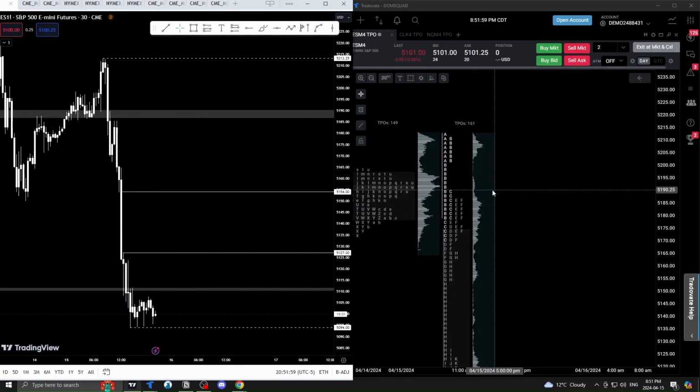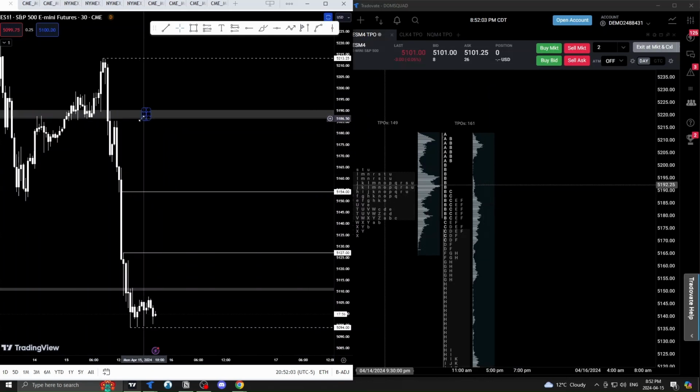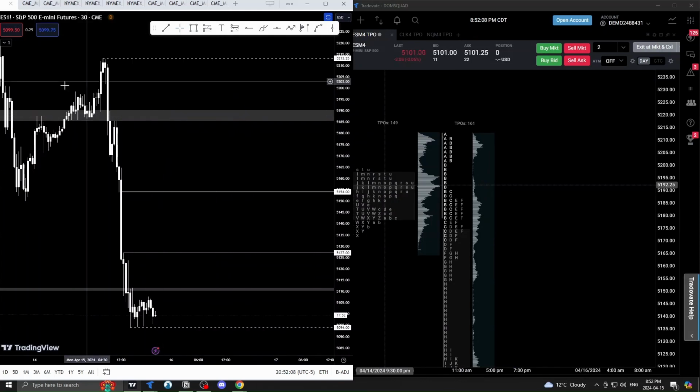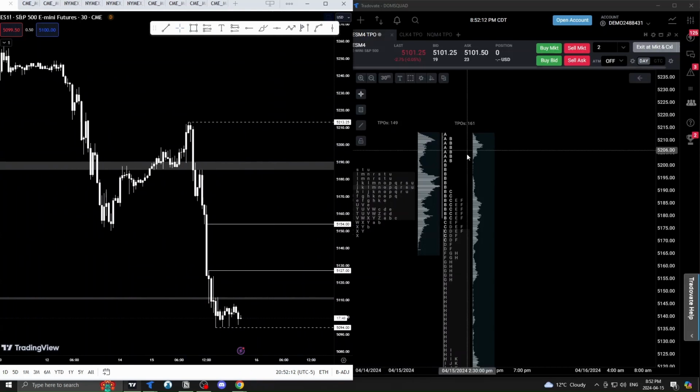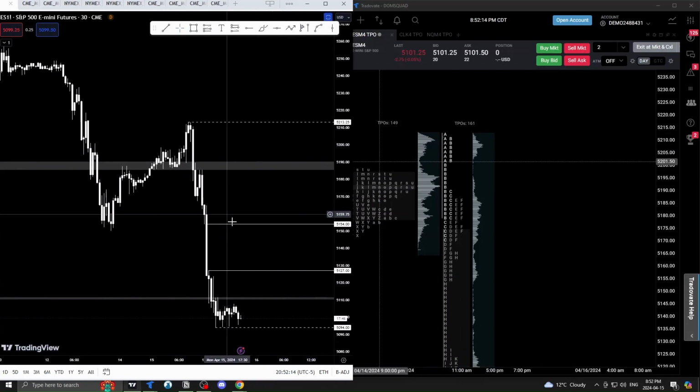I'd also include more up, so 85. And this kind of lines up with my previous levels that I had the day earlier. But that's a level I like.